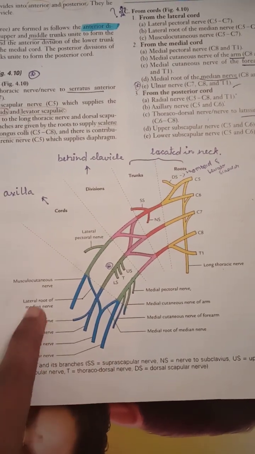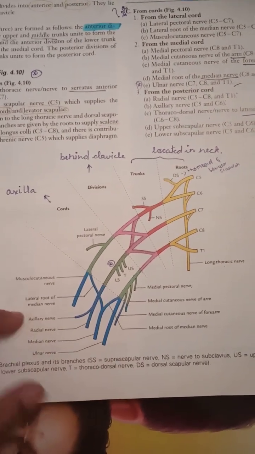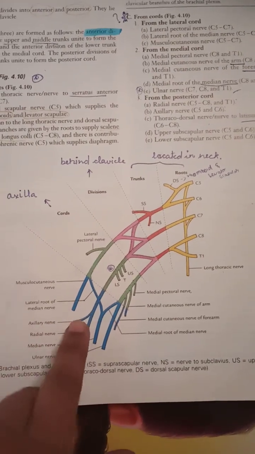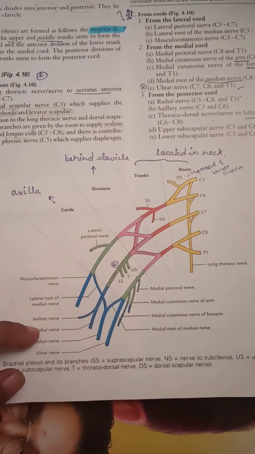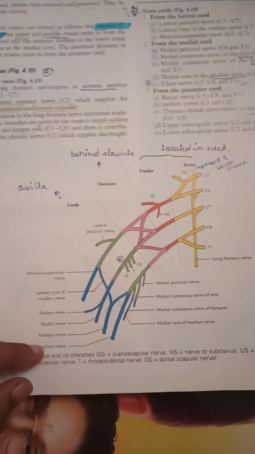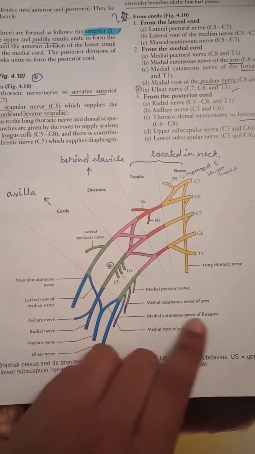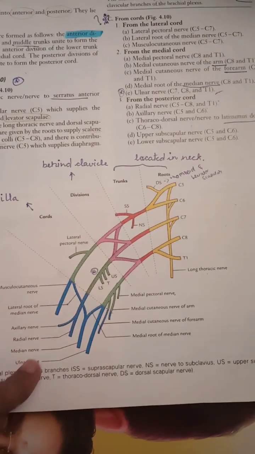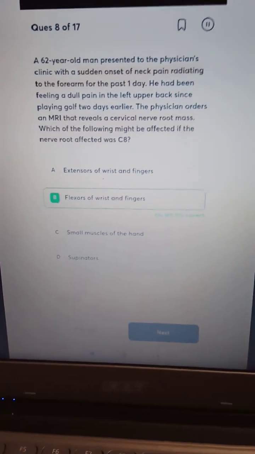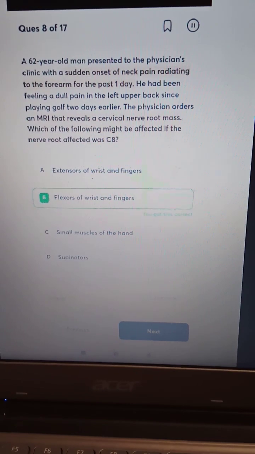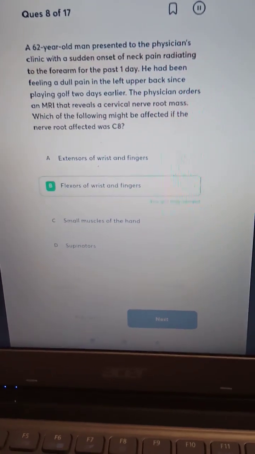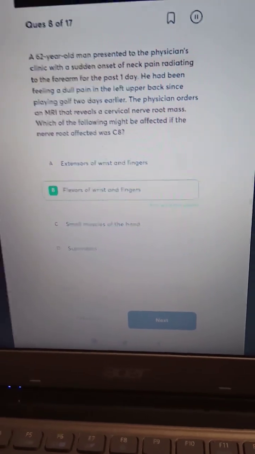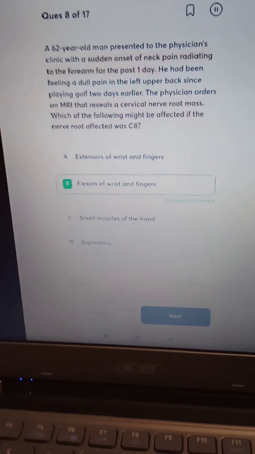So first let's look into the major nerves of the forearm. Let's eliminate the axillary nerve. Let's see about the radial nerve, median nerve, ulnar nerve, and the medial cutaneous nerve of forearm, and let's see where they supply. Then we'll find the reason. We'll find which of the following will be affected. We have to find whether extensors of wrist and fingers are affected, or flexors of wrist and fingers, small muscles of the hand, or supinator. Let's look into the nerves and find the correct answer.